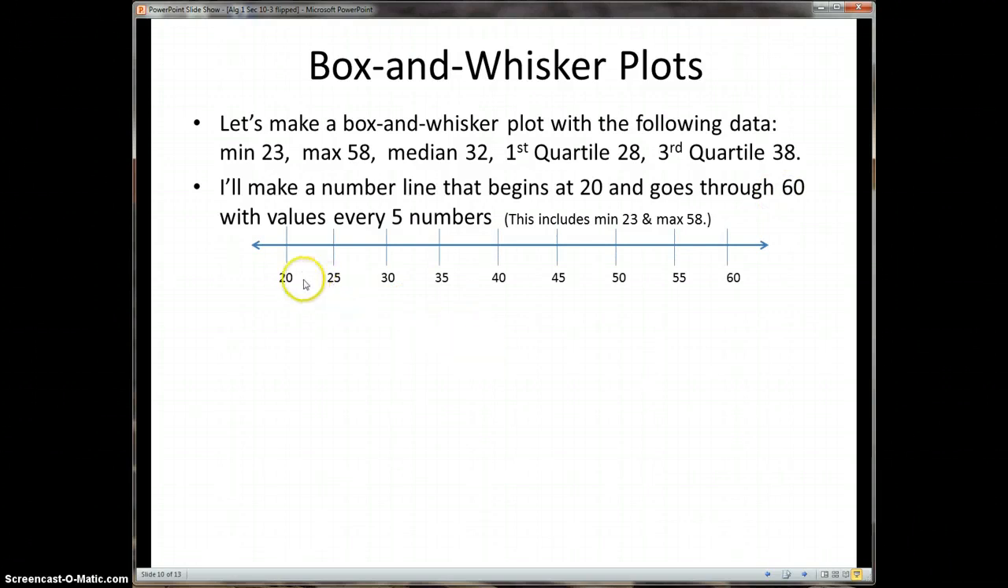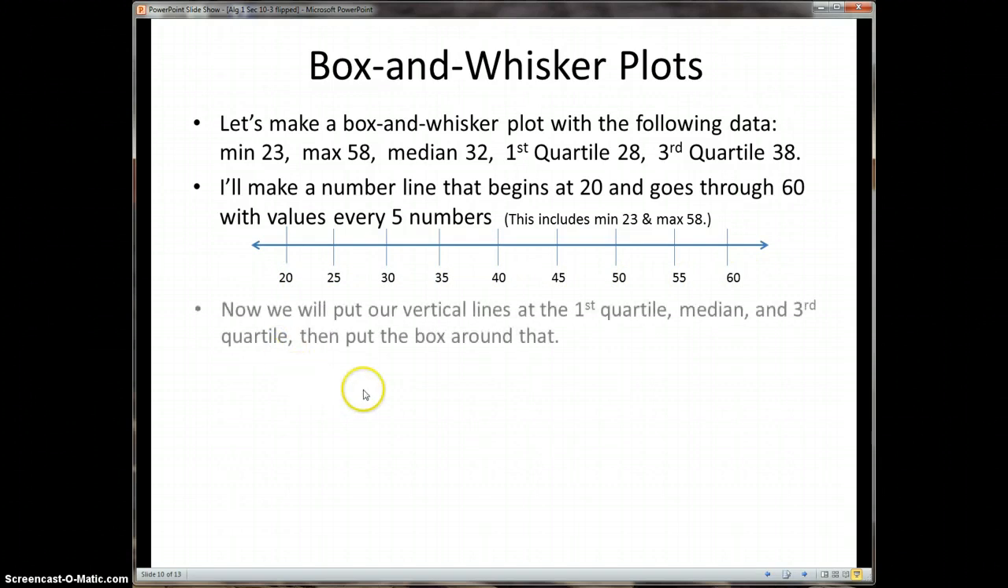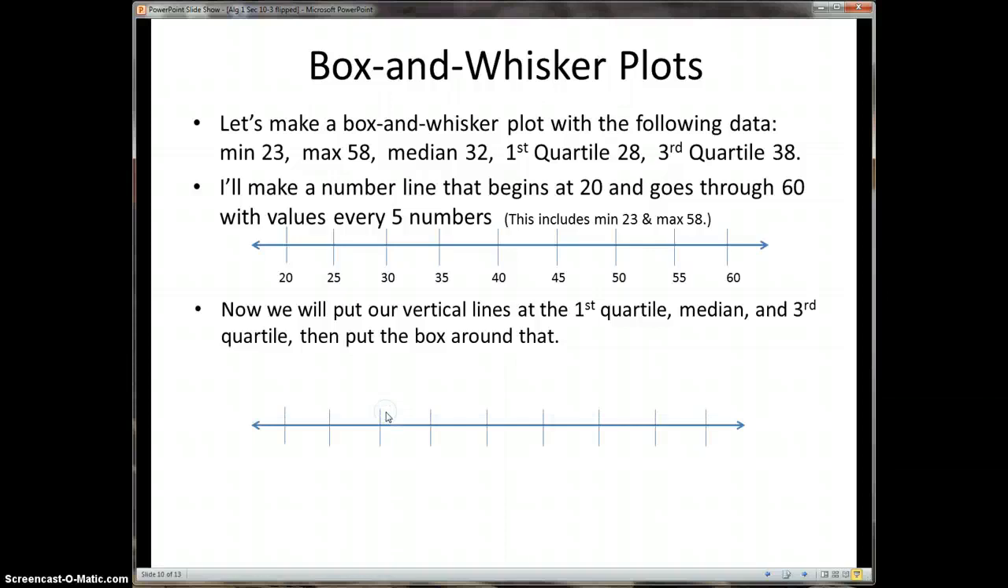Now see, this is what I mean by the values on the number line are uniform. They're the same distance apart. Now we will put our vertical lines in at the first quartile, the median, and the third quartile. There's my first quartile. First quartile was 28. So at 28, I put a vertical line. Now I'm going to go with the median. My median was 32. So at 32, I put another vertical line. And my third quartile is 38. So I put another vertical line here.